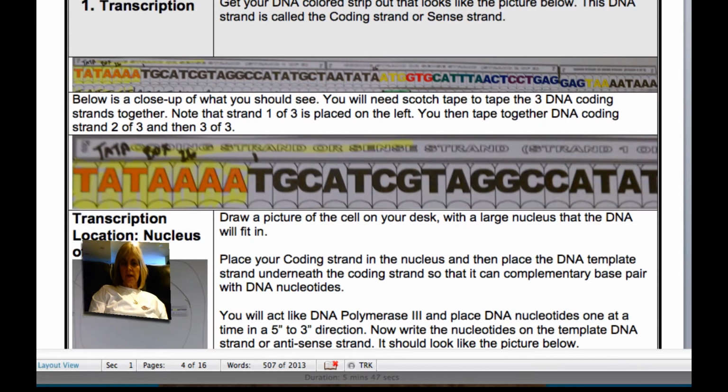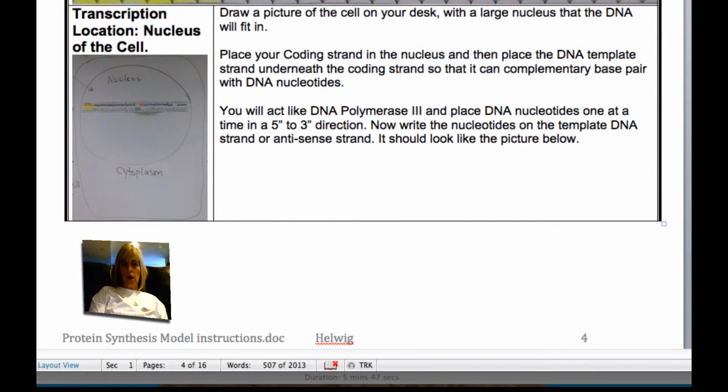Once you get that taped together, I want you to draw a picture of the cell on your desk, the whole outline of the cell, like so. See how I went all the way down and drew a great big cell. Then inside that cell we're going to draw a nucleus, and inside that nucleus we're going to place our DNA.